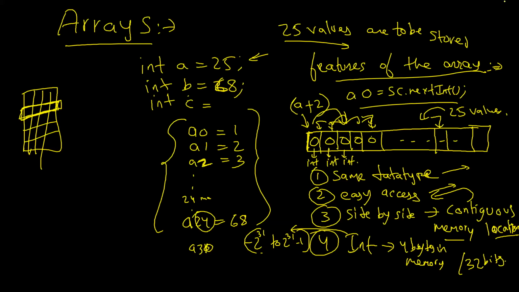Contiguous memory location means that as soon as this integer's memory ends, the next integer's memory will start. As soon as this memory ends, the next integer's memory will start. So all the 25 elements are side by side in the RAM. That is your primary memory. Got it, guys?